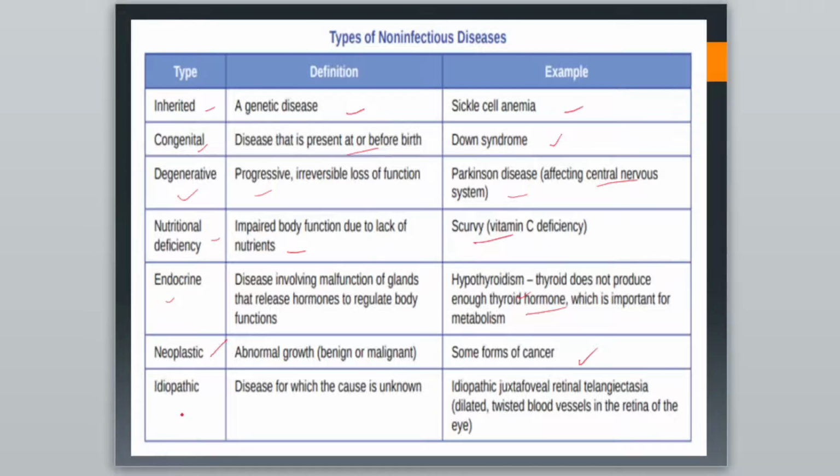Next and the final one is idiopathic. Idiopathic means disease for which the cause is unknown. For example, juxtafoveal retinal telangiectasia, dilated twisted blood vessels in the retina of the eyes. You don't know the causative agent of this. Clear? You can take a screenshot or I can even post the picture on the Telegram chat.